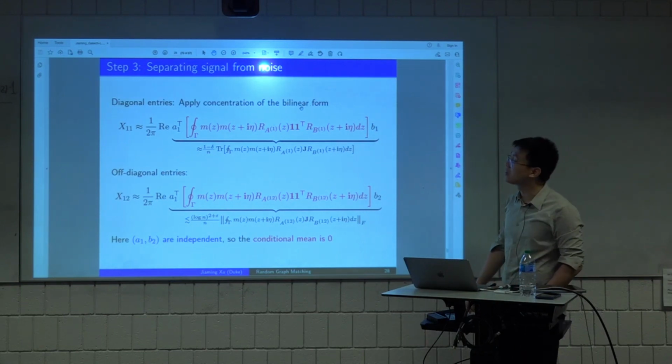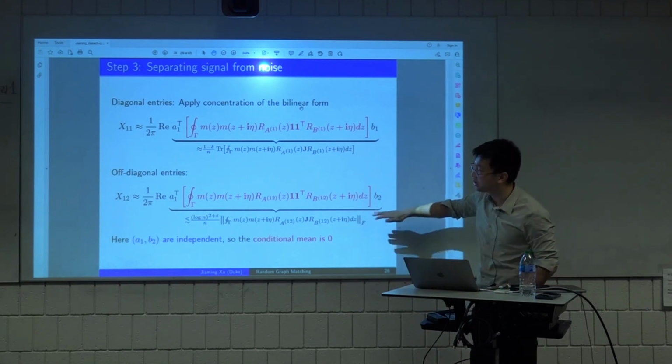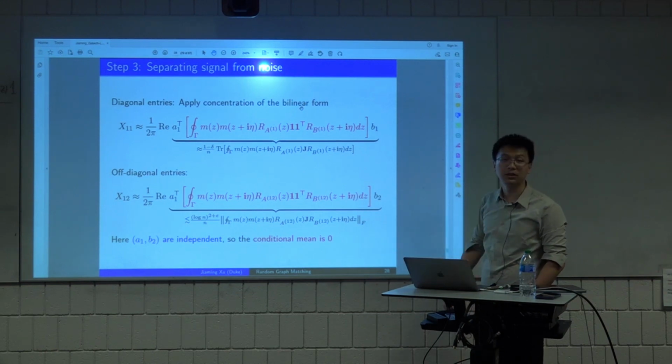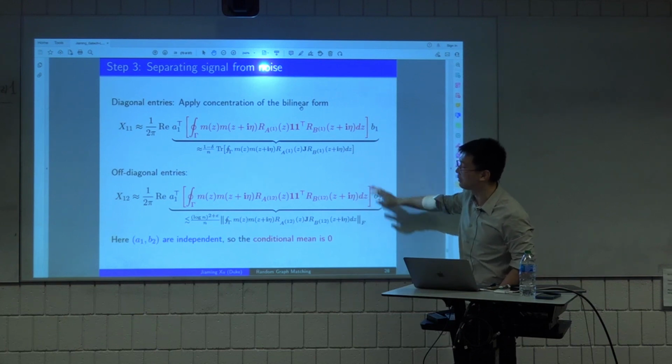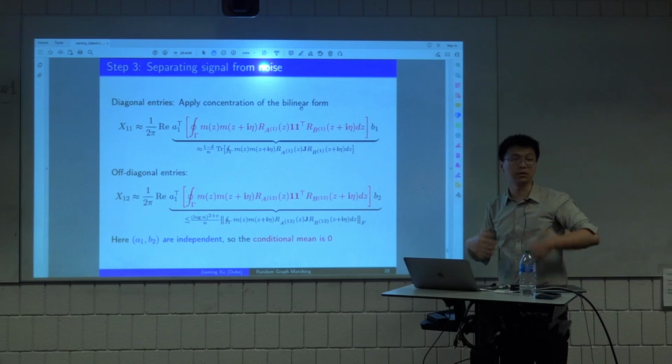Okay, so now the next step is to basically finish this. You need to compute the trace here, and you need to evaluate the Frobenius norm square here. And then the goal is that you want to show this trace part is relatively large, and this Frobenius norm is relatively small, so then you have the separation.